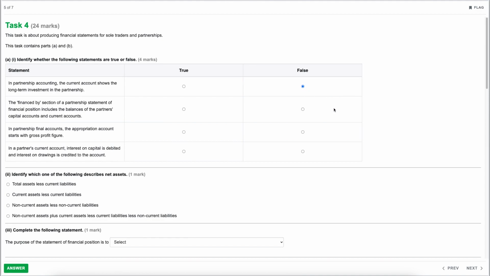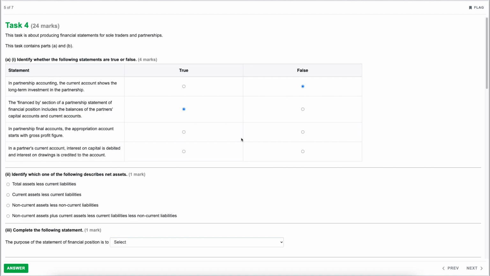Next one then, the financed by section of a partnership statement of financial position includes the balances of the partners' capital accounts and current accounts. Well, that one is true. Not a great deal to add on that one. It shows both capital and current account, so it would be true.